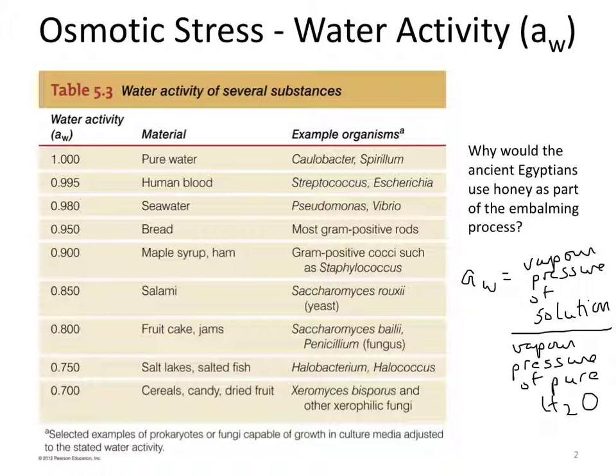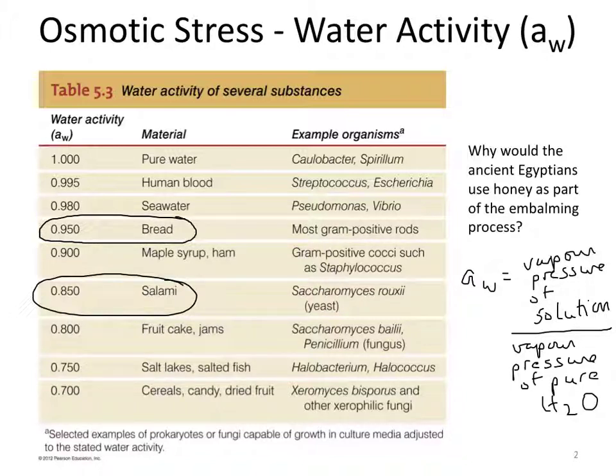Shown in this table is the water activity of a variety of substances of interest to humans. Remember that the lower the water activity, the less available the water is to microbial life. You can see why it's easier for microbes to grow in blood or seawater than it is for them to grow in salami, which is a relatively dry material. Here's salami. It has a water activity of 0.85. Bread, in contrast, has a water activity of 0.95. So bread actually has a lot more available water for microbial growth than salami does.